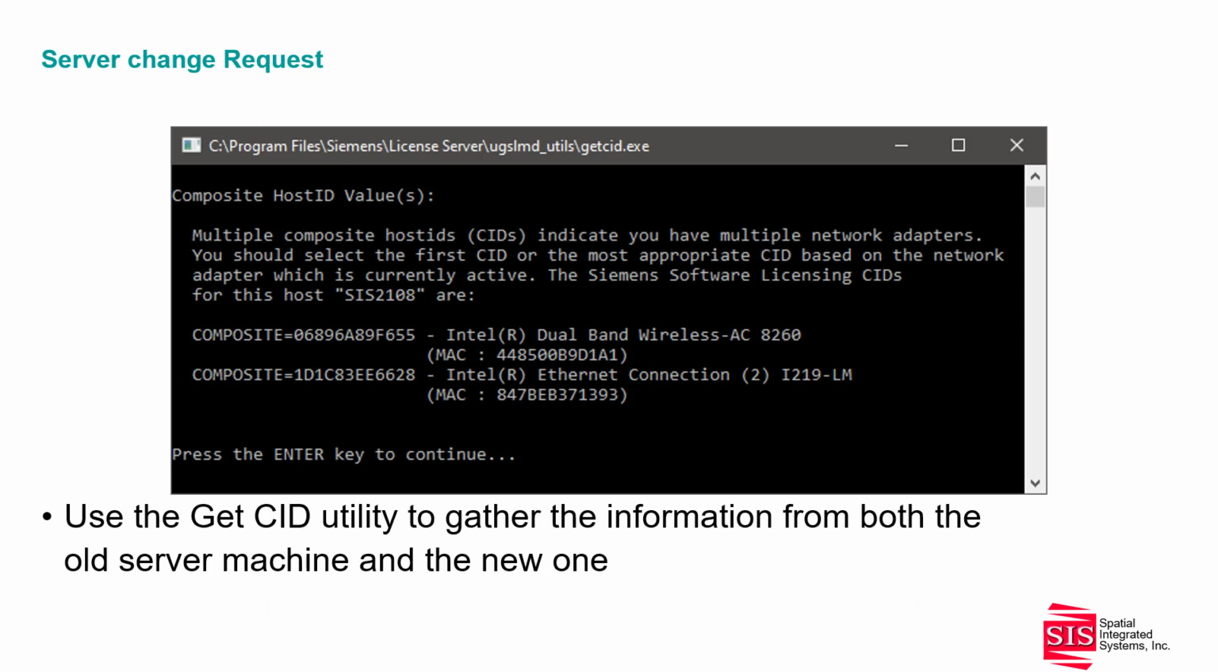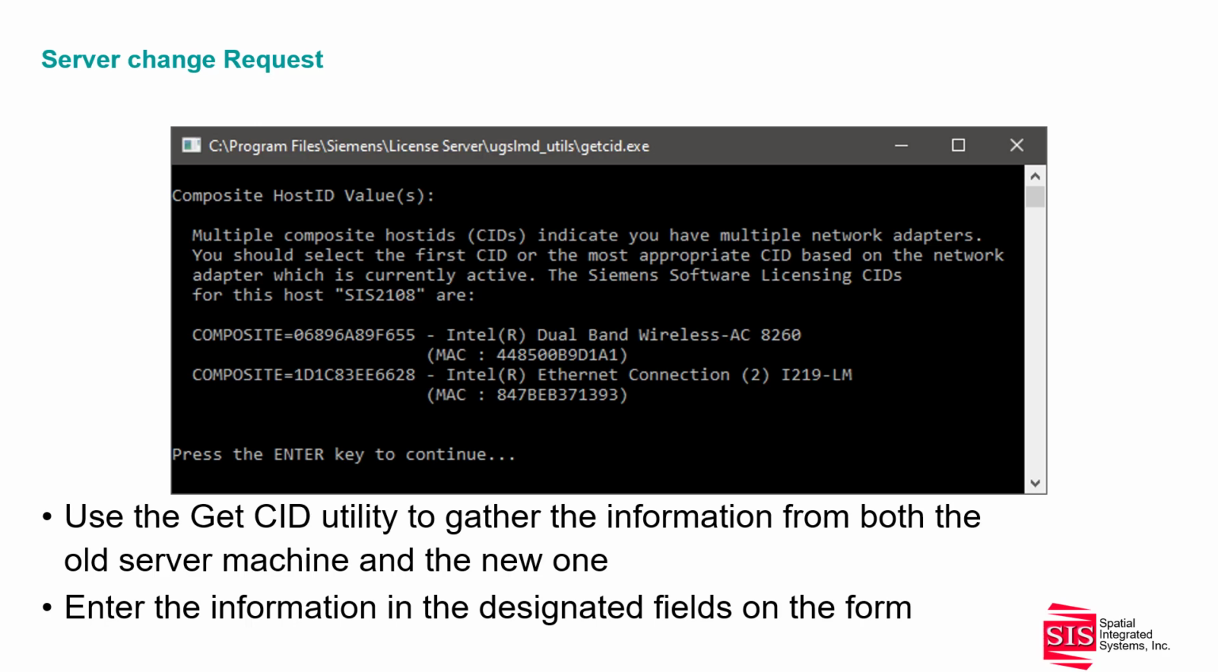Use the getCID utility to gather the information from both the old server machine to be retired and the new server machine replacing it. Then enter the information in the designated fields on the form.